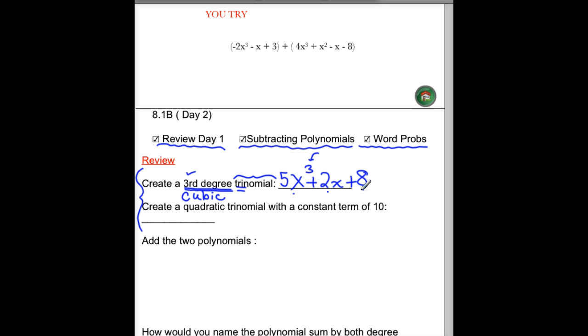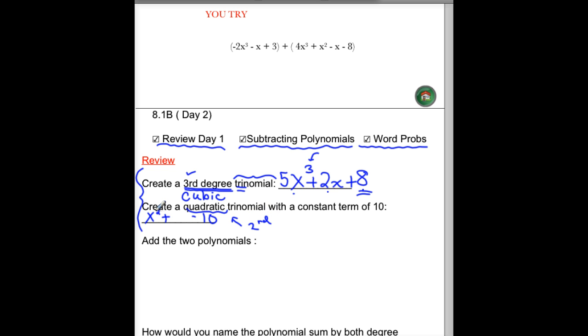of 3. Create a quadratic trinomial. So again, I'm going to have 3 terms, just like this one. Maybe I'll do a plus and a minus, doesn't matter. With a constant term of 10, so we usually have our constant trailing off the end here. We've got to lead the train with our highest power. Because it's quadratic, that means it's going to be a second degree. So let's just make it just a plain old x squared.